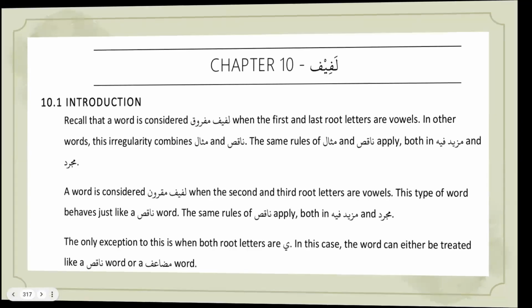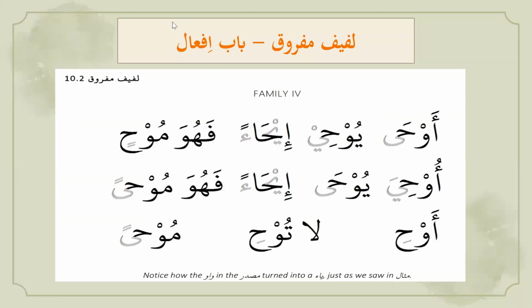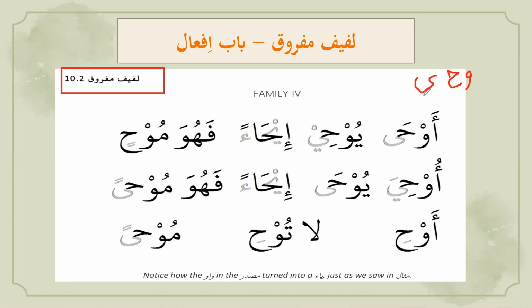Let's see the examples. The first example is from lafif mafrooq, the word awha, and the root letters are waw, ha, and ya. This is from Mazid Fihi family 4. Okay, Bab Aslama, or you can say Bab If'al.